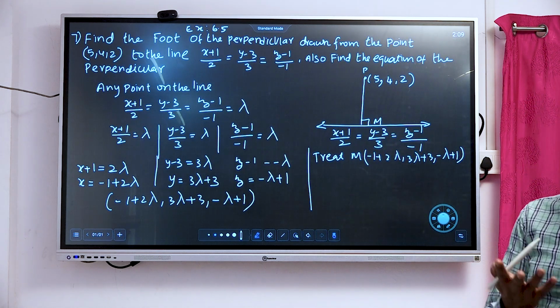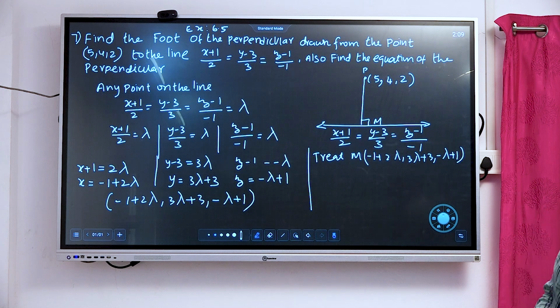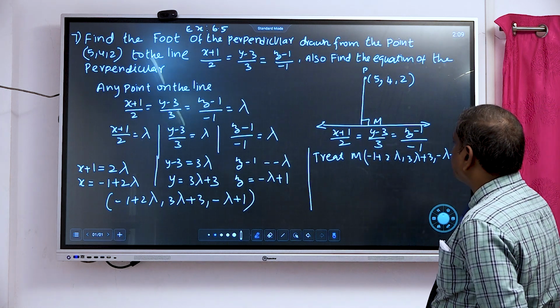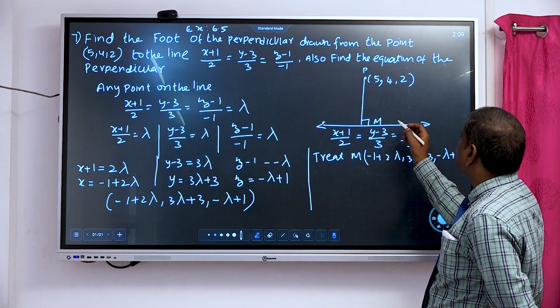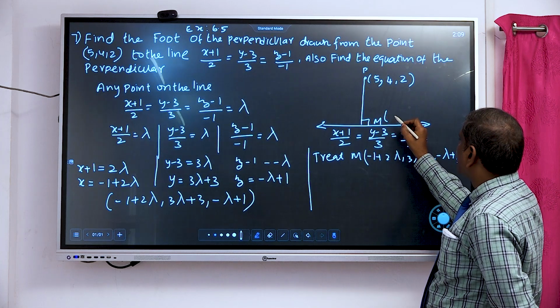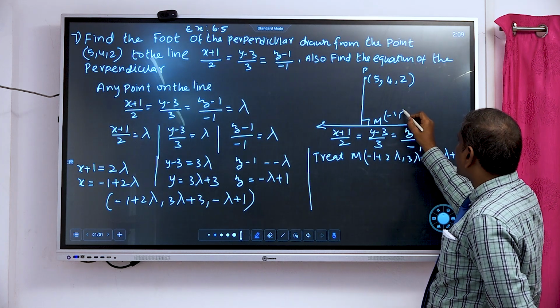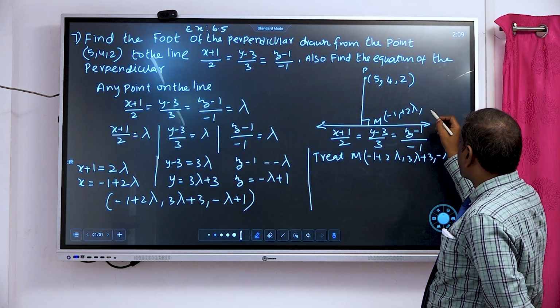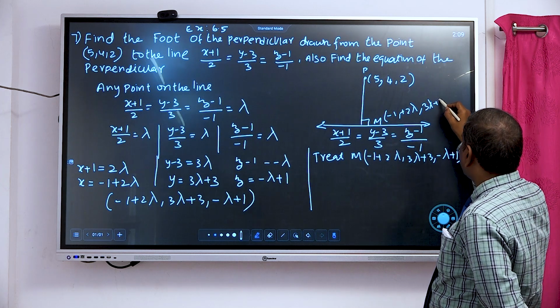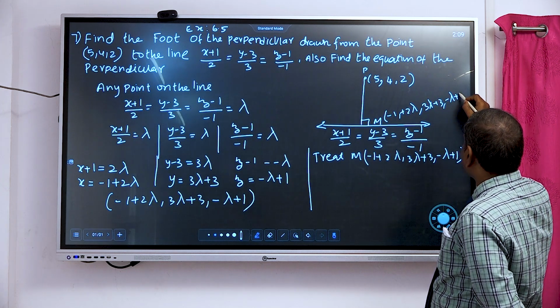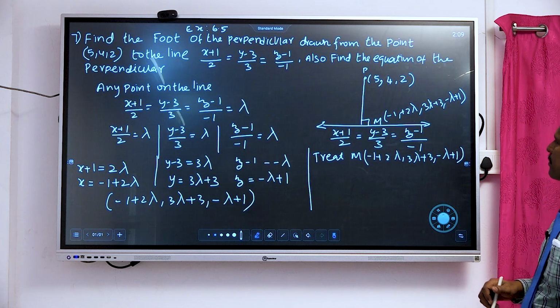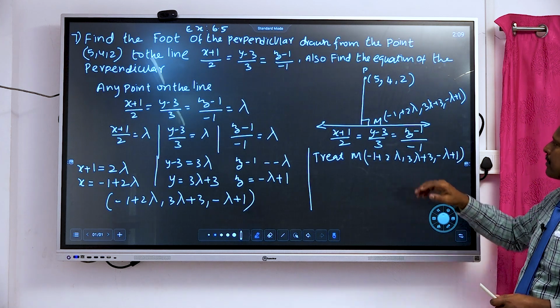So how to get the value of lambda? Any idea? I just mark here the value of M: minus 1 plus 2 lambda, 3 lambda plus 3, and minus lambda plus 1, likewise you mark.